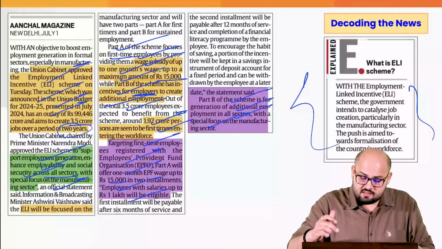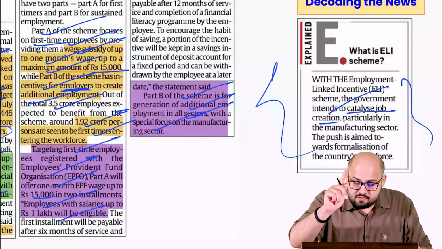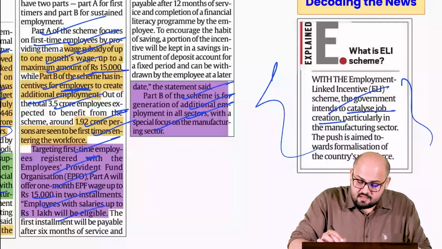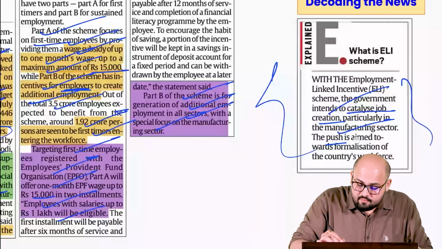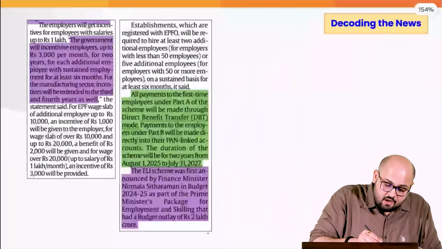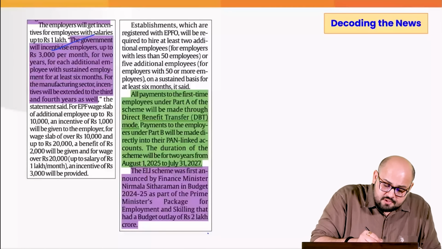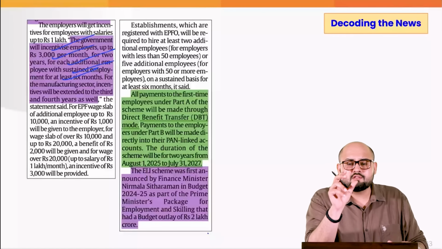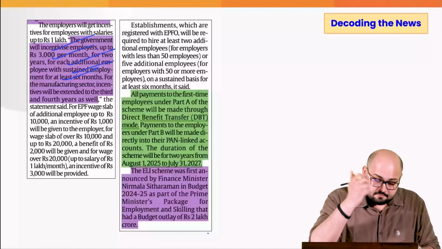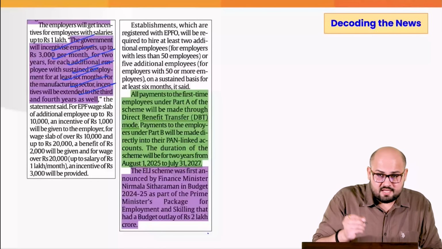You can also just have a look. It is taken from the Indian Express. With the employment linked incentive scheme, the government intends to catalyze job creation, first objective, particularly in the manufacturing sector. The push is aimed towards the formalization of the country's workforce. Next aspect is that the government will incentivize the employers in Part B, up to 3,000 per month for 2 years, for an additional employee with sustained employment for at least 6 months. See, the objective is also to sustain the employment, right? For the manufacturing sector, the incentives will be extended for the 3rd and the 4th years as well.